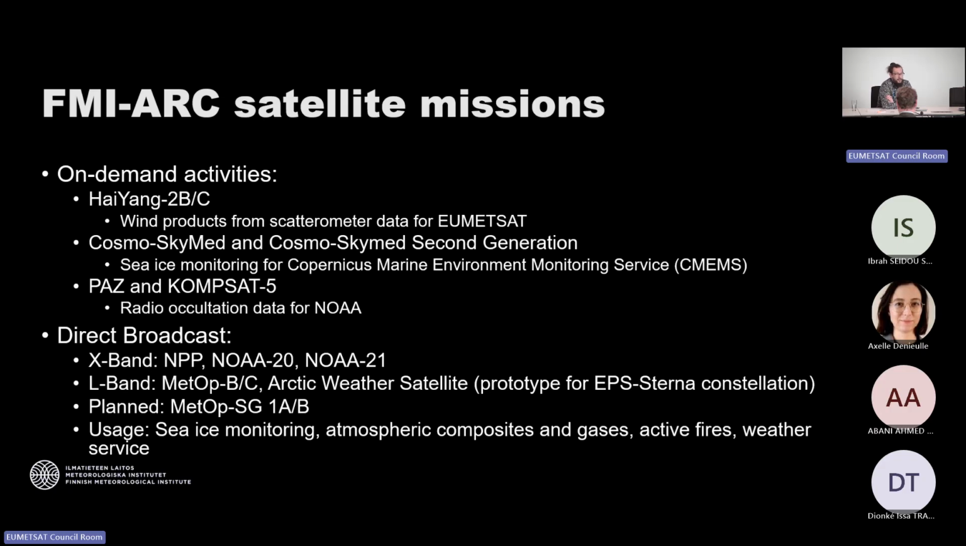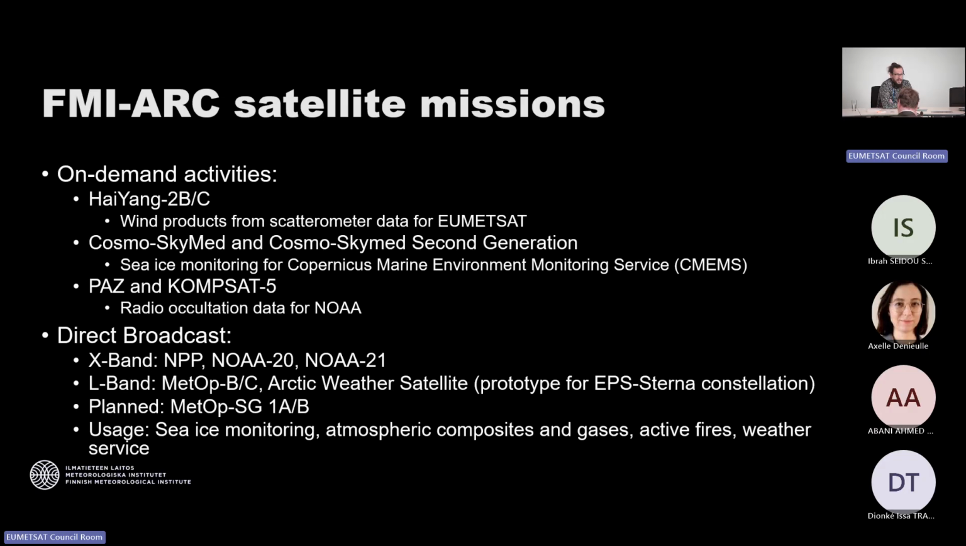Then we are also receiving the COSMO-SkyMed and COSMO-SkyMed Second Generation radar satellites, for sea ice monitoring for the Copernicus Marine Environment Monitoring Service. And then we are using S-band downlink to receive data from the Spanish PAZ and South Korean COMSAT-5 satellites, and that data will eventually end up at NOAA and in the NOAA weather models. But then we have the direct broadcast activities. That is, I would say, the main activity.